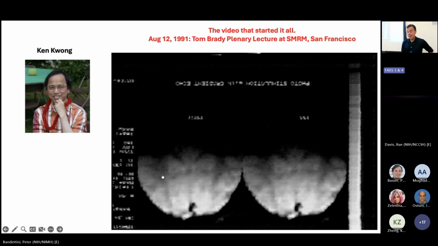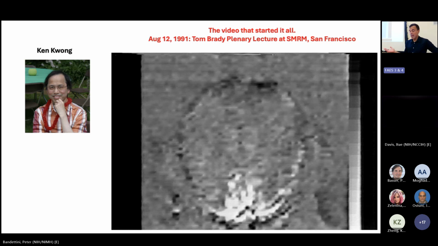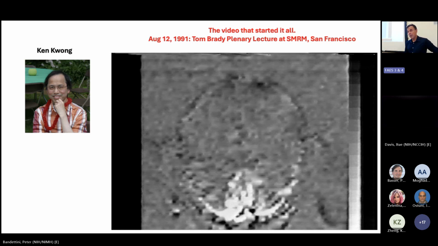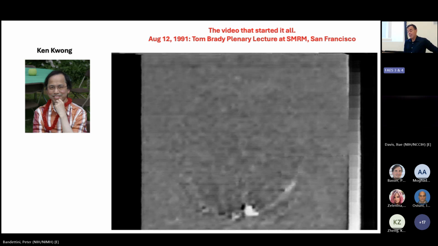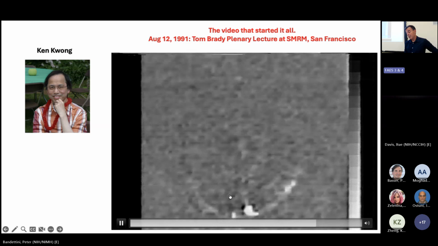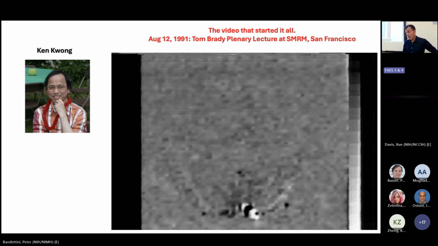And so this was the experiment that I remember seeing this movie when I was a graduate student at ISMRM on August 12, 1991. And yeah, my jaw just dropped. Ken Kwong didn't show it. Actually, Tom Brady, who was in charge of the NMR Center, showed it during his plenary lecture. It didn't really fit into the rest of his lecture, but he just showed it because it was new data. And so he showed this brain activation change right here. And the entire audience was like, what the heck? What is that? This is amazing.